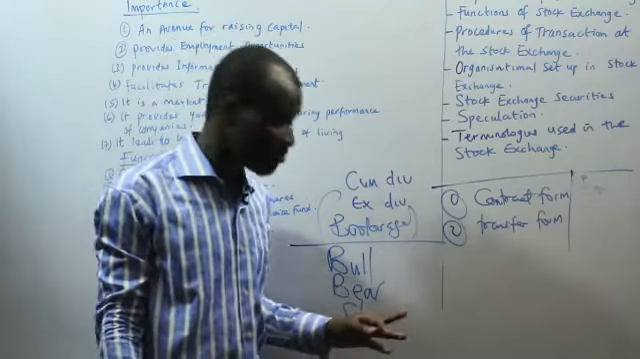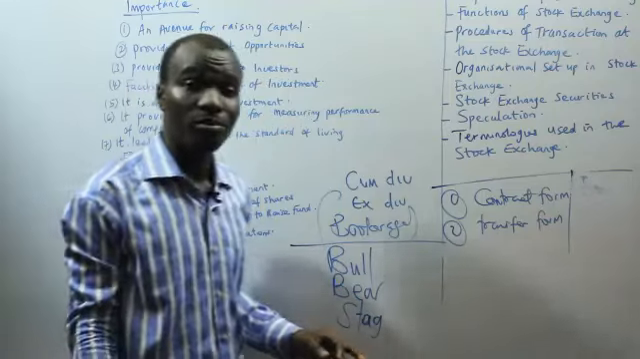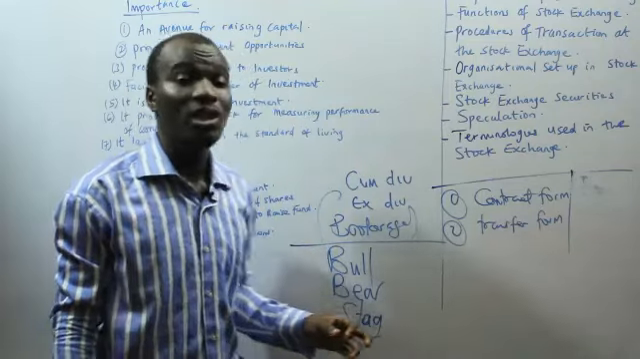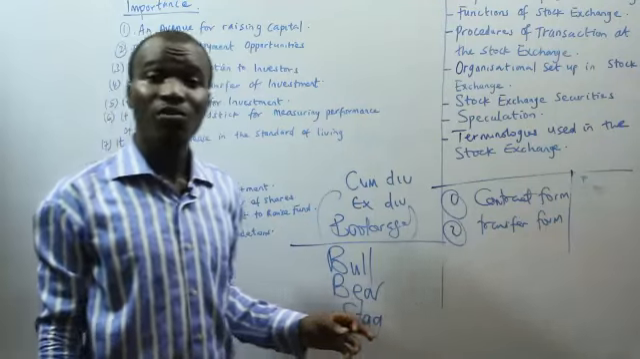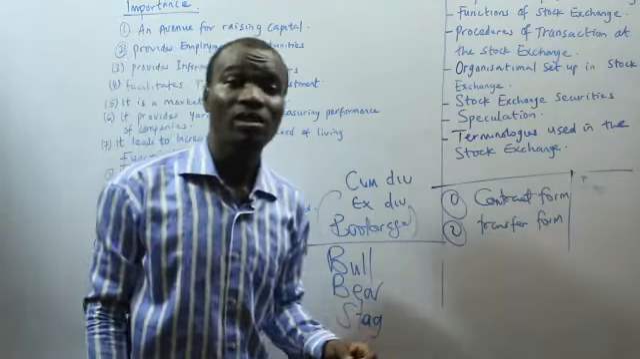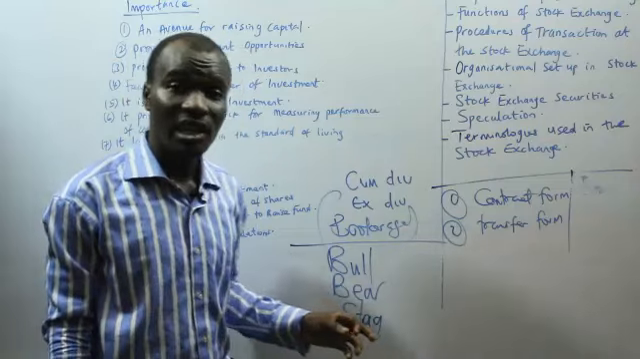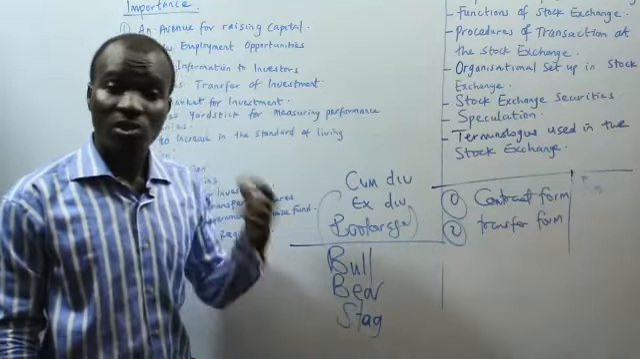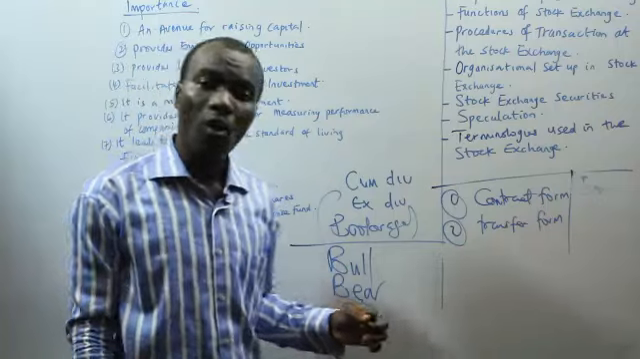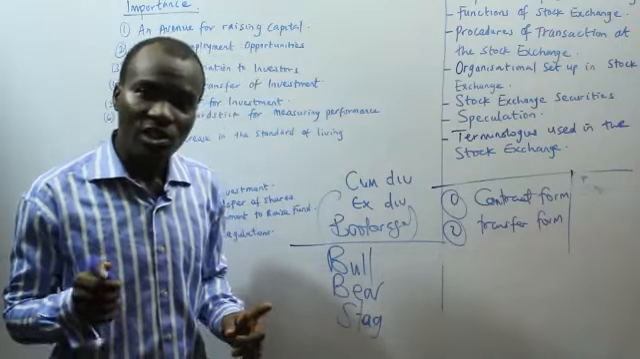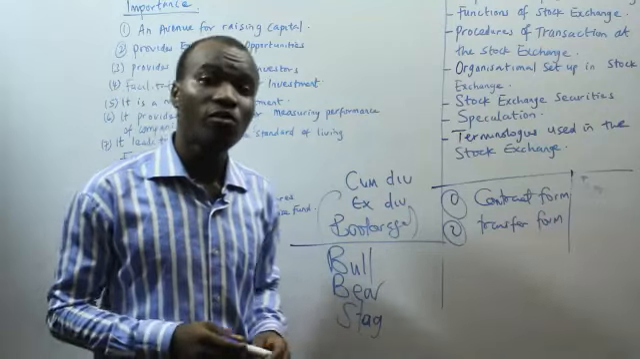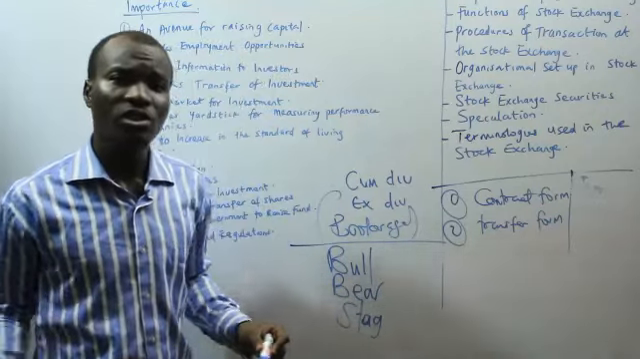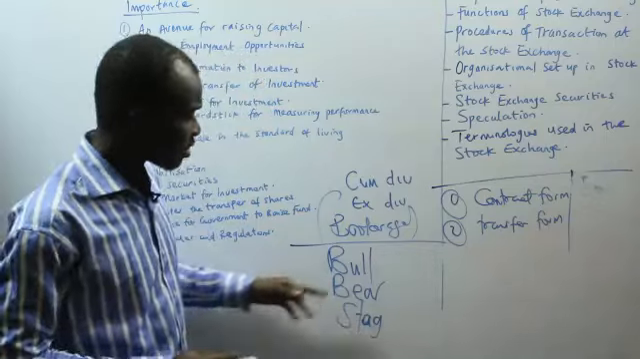The bear is a speculator that anticipates that there will be a fall in the price of the shares before delivery of such a share, so that they can quickly sell and make profit from the transaction. So this speculator anticipates a fall in the security price, and before the delivery date of such a security, they will quickly sell the security in order to make profit from such a transaction.